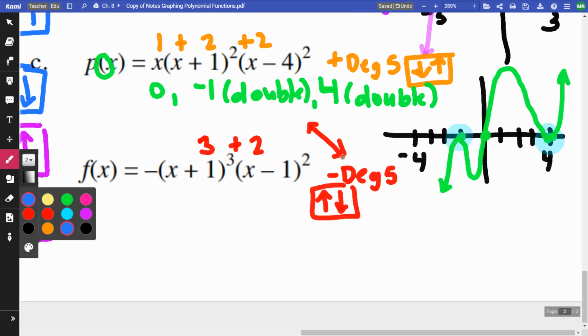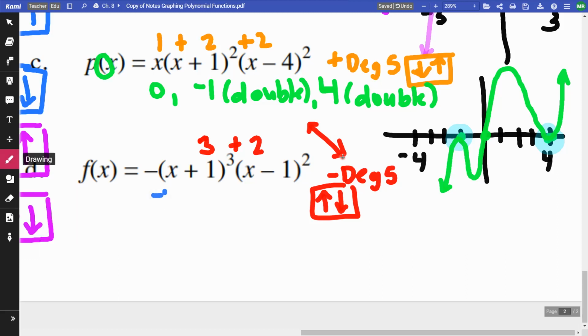And when I am finding my roots, this first one's going to be -1, not because of the negative out front, but because that's what makes this 0. The negative out front does not affect the parentheses in terms of what makes them 0. So this -1 is a triple, and I'll show you what that looks like here. And then this other one is a 1, which is a double.